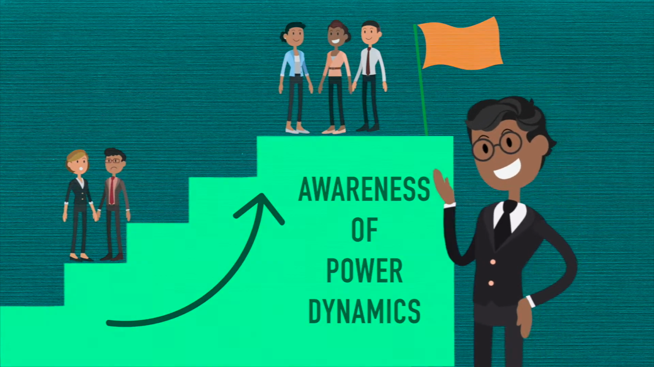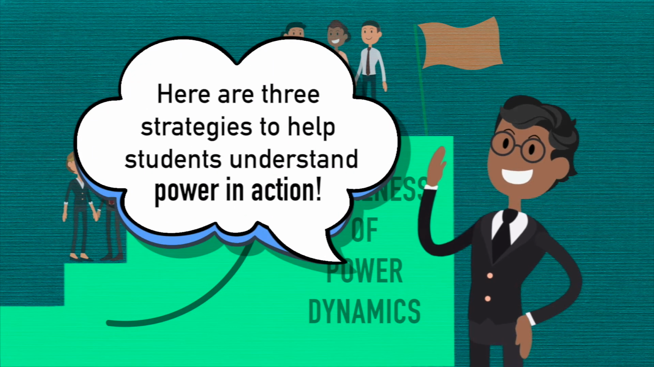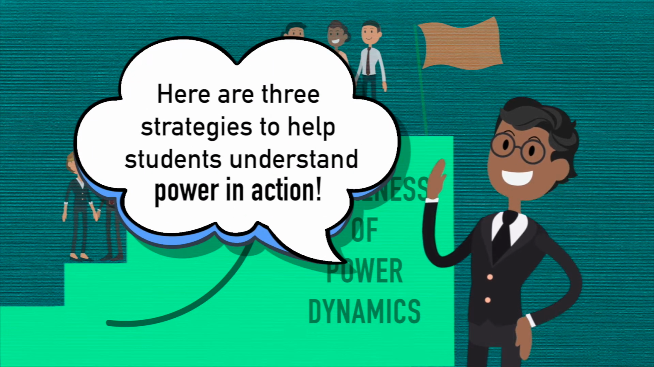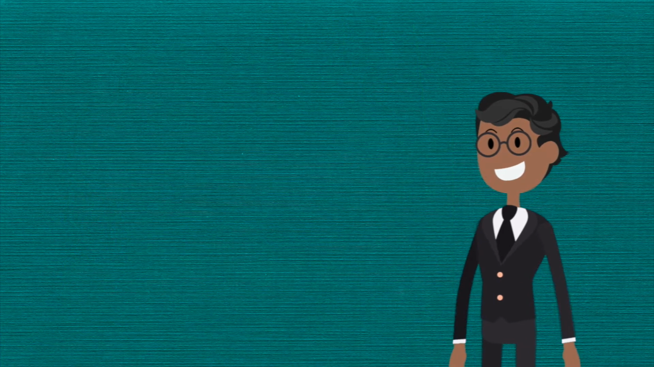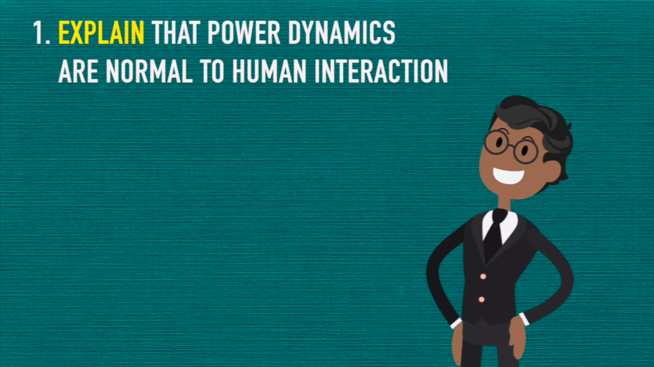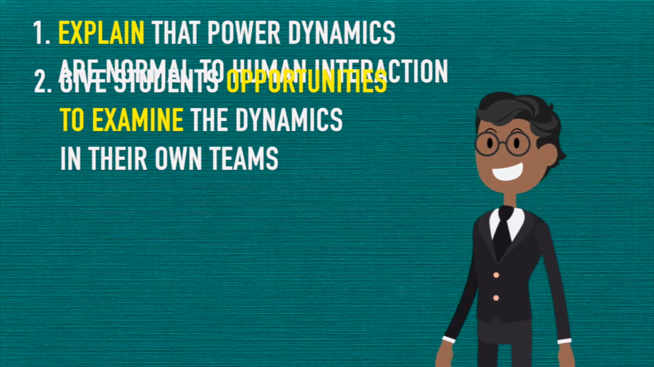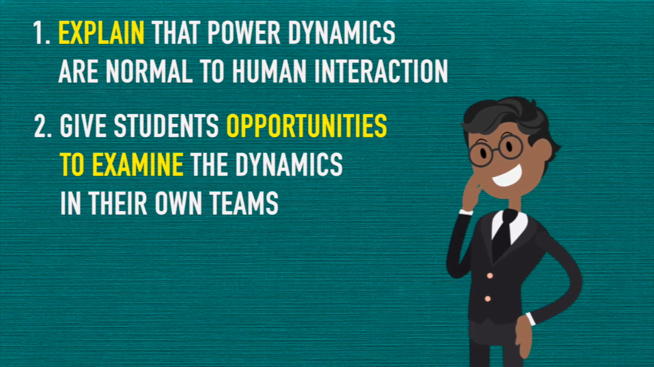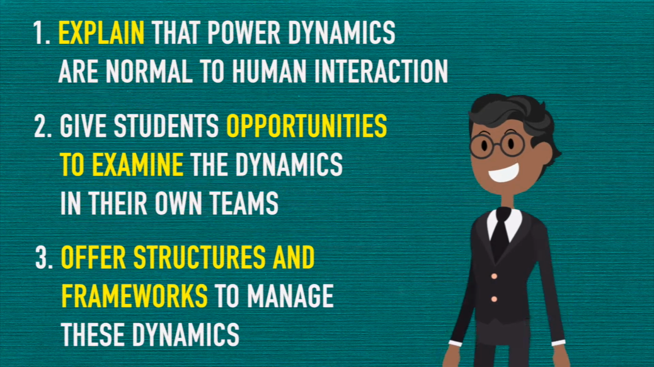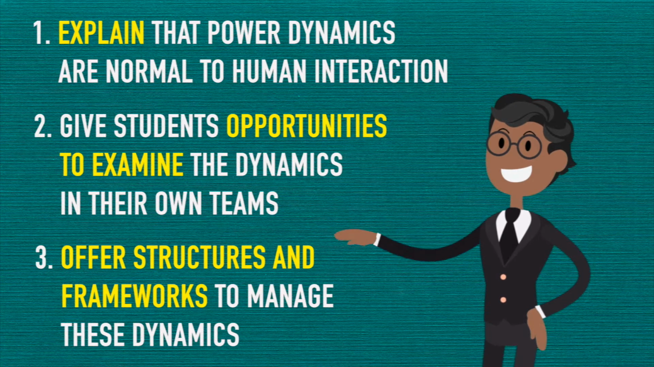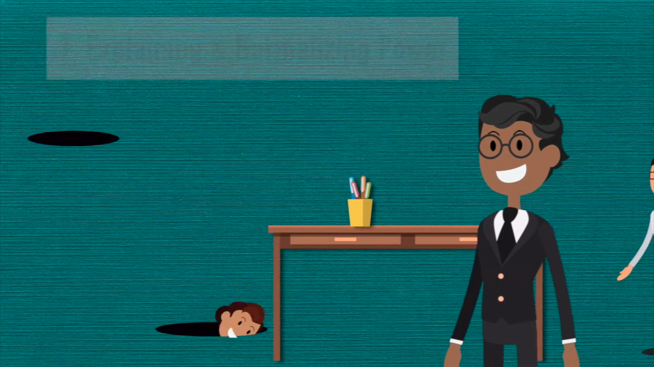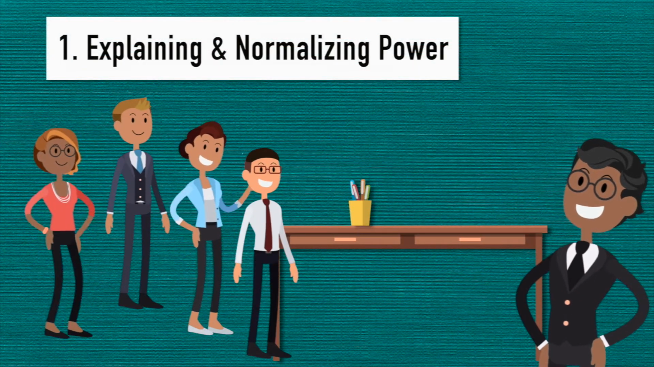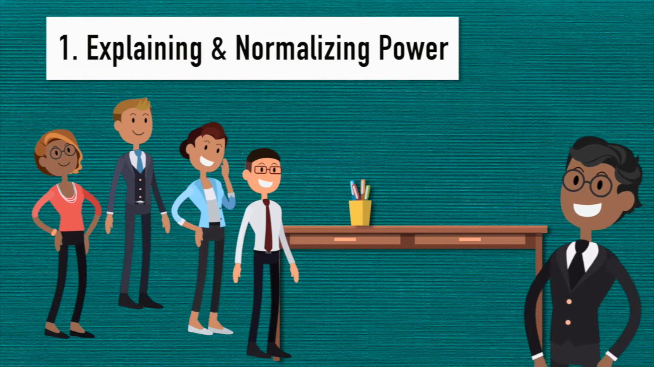Here are 3 strategies to include in your teaching practice to help students better understand power in action. 1. Explain that power dynamics are a normal part of human interaction. 2. Give students opportunities to examine the dynamics in their own teams. 3. Offer structures and frameworks for students to manage these dynamics. Let's begin with strategy number 1, explaining and normalizing power.